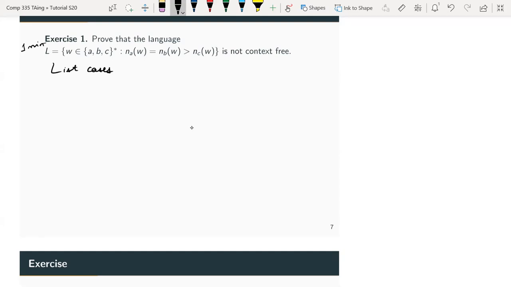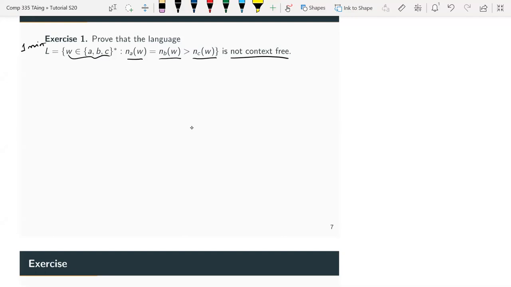So for the people that didn't ask questions, I hope you were listing all the cases, because that's what I'm going to do for the next 20 minutes. So we want to prove that the language L, over the alphabet A, B, C, where the number of A's is exactly the same as the number of B's, and the number of A's and B's is strictly greater than the number of C's, is not context-free.